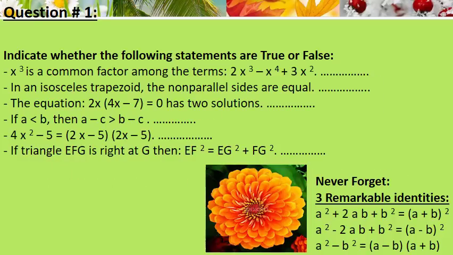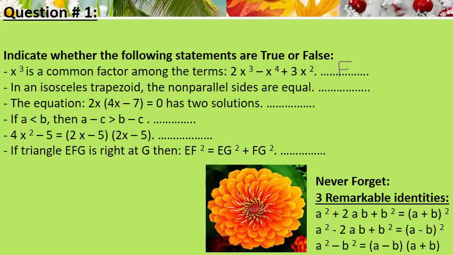Read question number 1, Selena, please. Indicate whether the following statements are true or false. We should indicate which one of the following statements is true or false. The first one: x cubed is a common factor among the terms 2x cubed minus x to the power 4 plus 3x squared. If we have this algebraic expression, Hassan, what is the common factor between these terms? x squared, because the common factor should be the variable with the least exponent. So is x cubed a common factor? False. The first one is false.